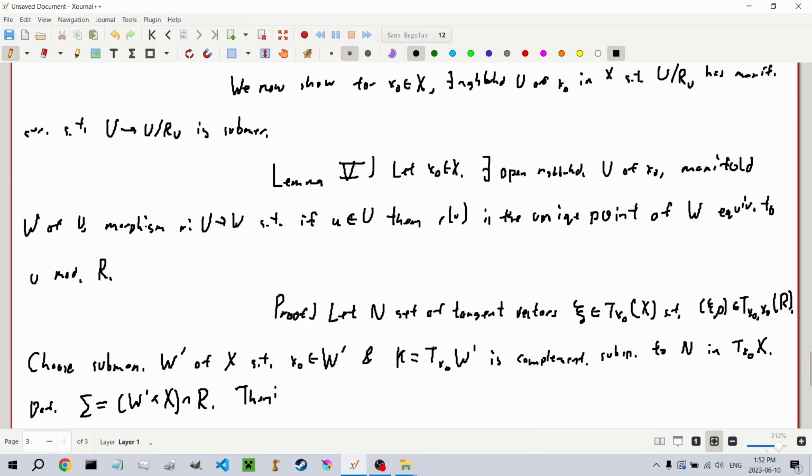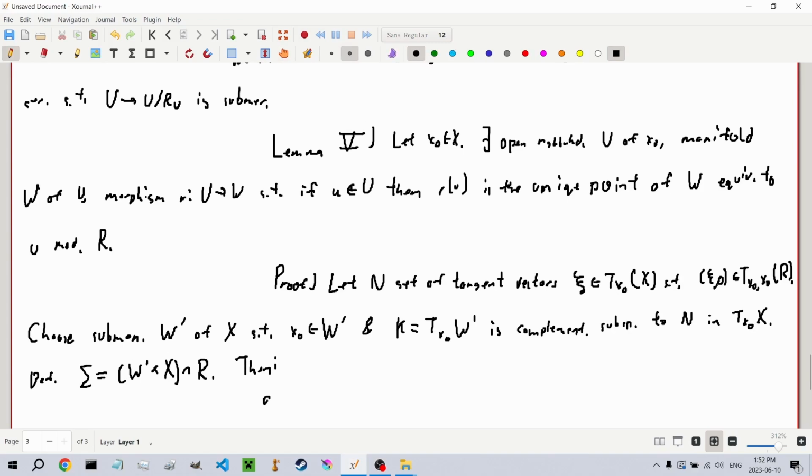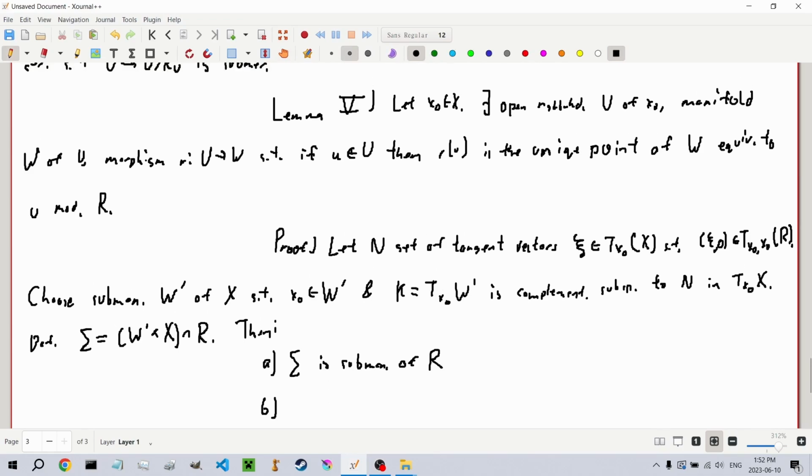Then we want to show, first off, sigma is a submanifold of R. And secondly, the second projection from sigma to X is a submersion at x0, x0.